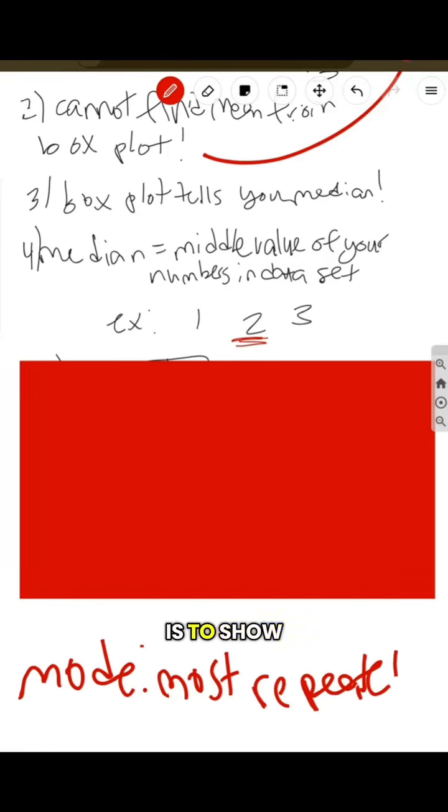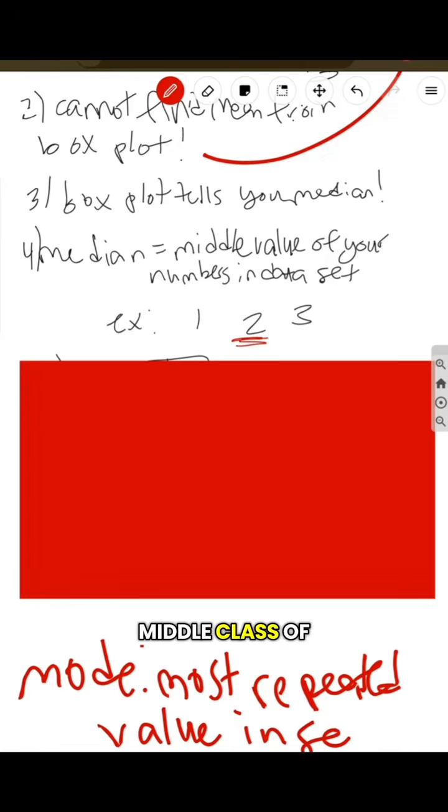And the main purpose of the median is to show people what the center of the data set is, because of course, it's not always going to be very close to the maximum and the minimum. Think of it as if you're looking at the middle class of citizens.